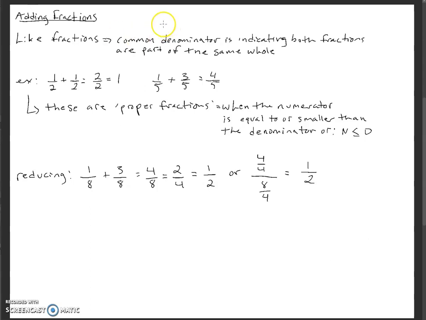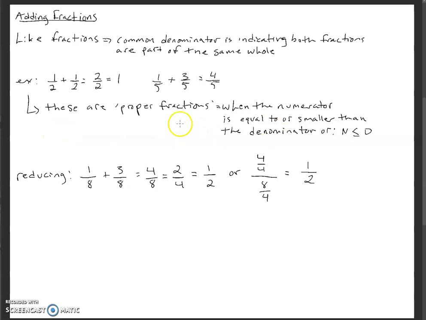Like fractions, common denominator. So like fractions, common denominator is indicating both fractions are part of the same whole. And again, I have a bunch of definitions and exercises behind the scenes here, but just to go through it. 1/2 plus 1/2 equals 2/2. So again, the denominator is indicating the total. So 2/2 equals 1. 1/5 plus 3/5 equals 4/5.